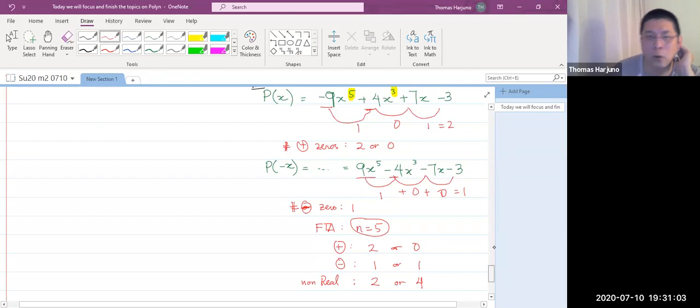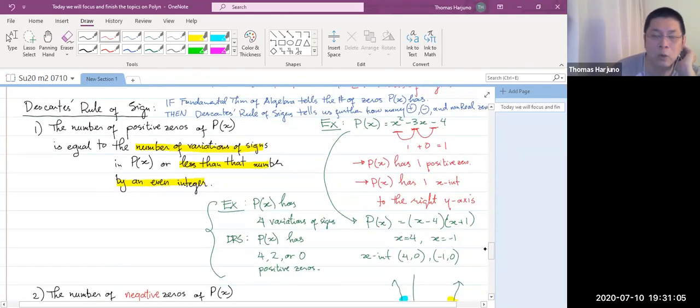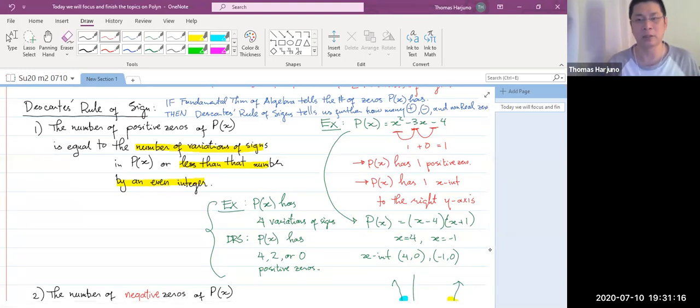Now that's for this Descartes rule of signs. Now we will get into this again once we get to 3.3. I will explain all the theorems first, okay, and then we do more practice later on.